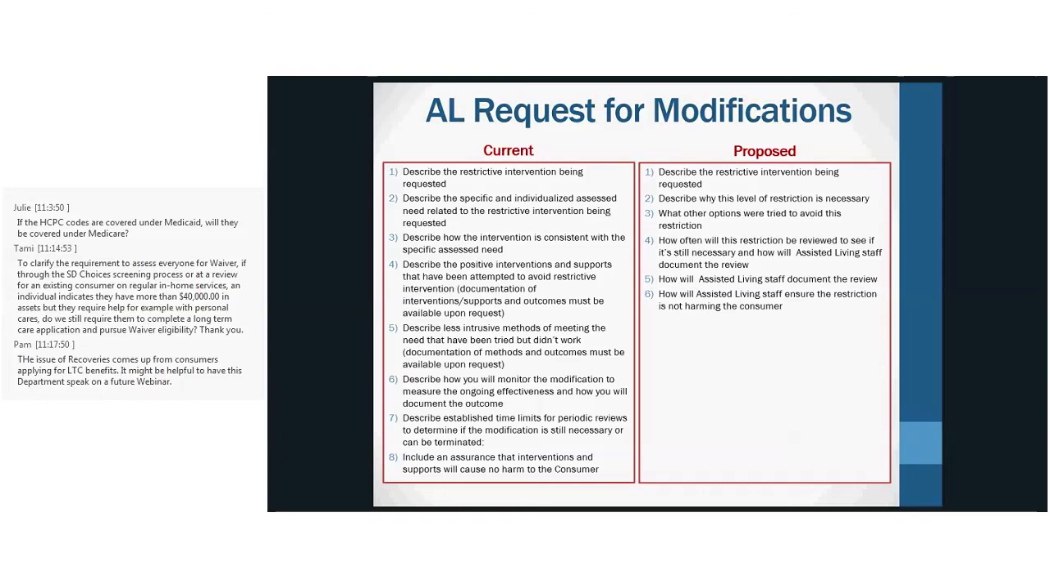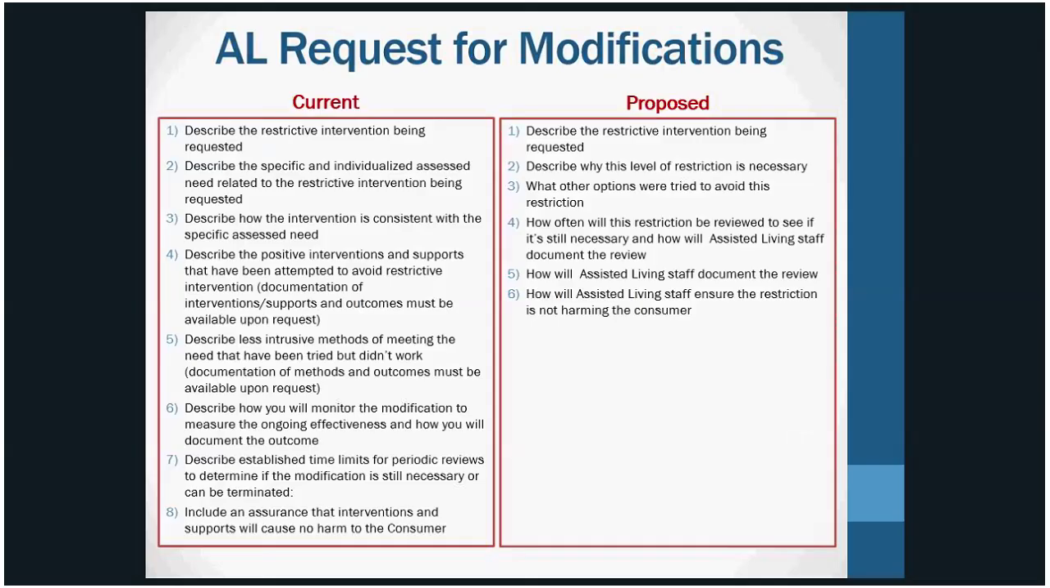Another question in the Q&A, the issue of recoveries comes up from consumers applying for LTC benefits. It might be helpful to have this department speak on a future webinar. Okay, thanks for that suggestion, Pam. And if any of you do have suggestions on the AL request for modifications form, please send those thoughts and suggestions to me, and I will continue to work on making some changes to that.